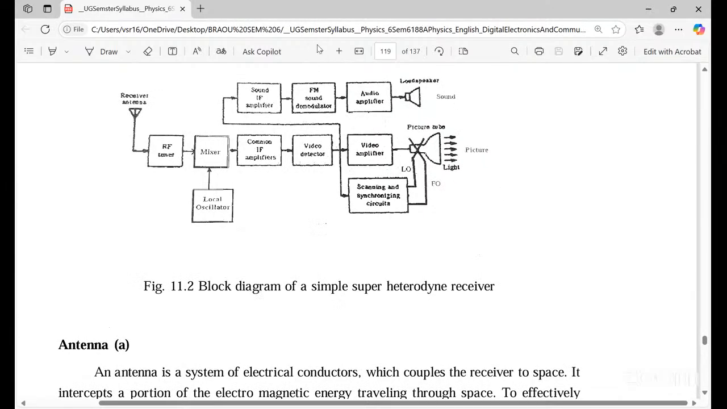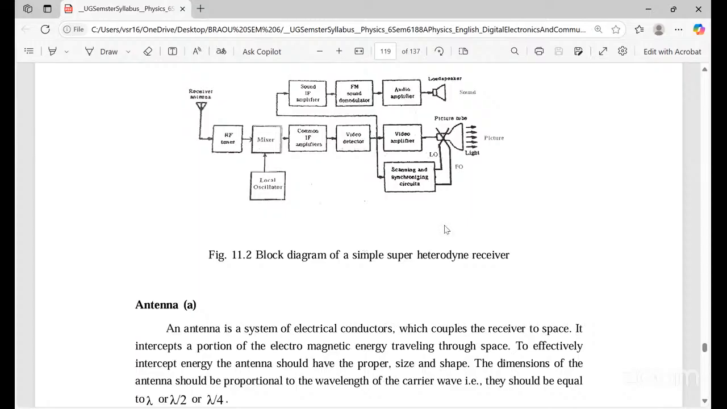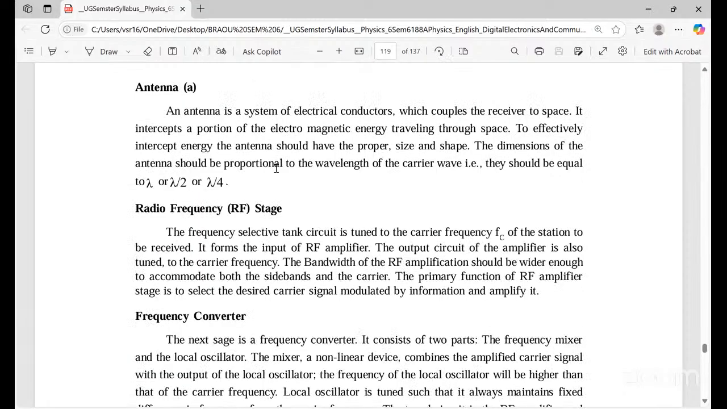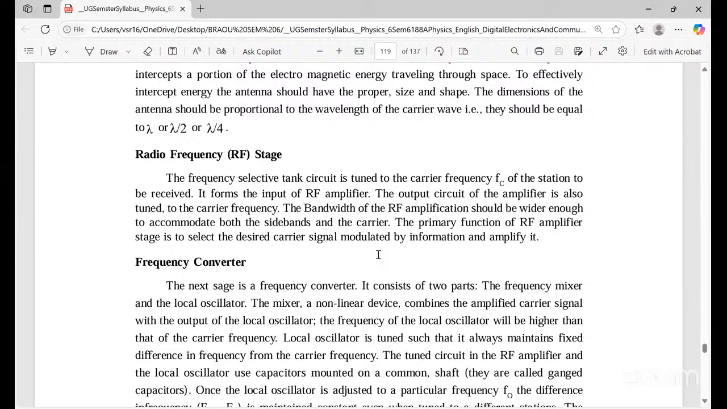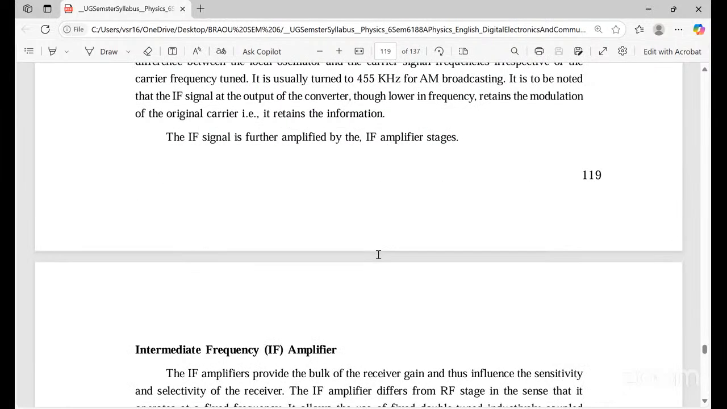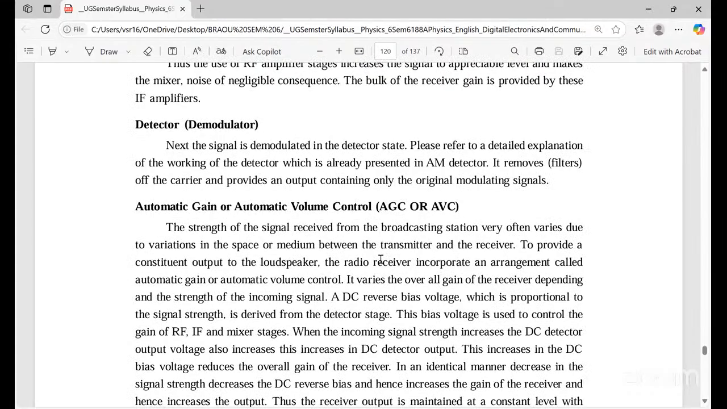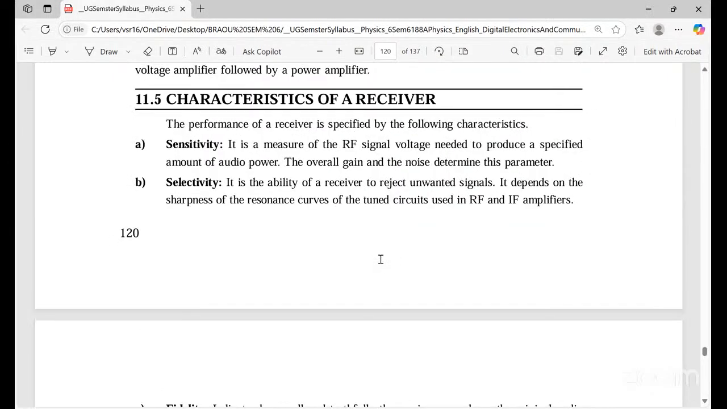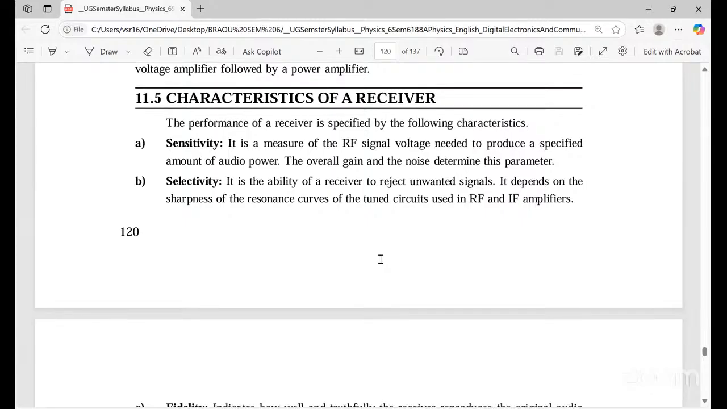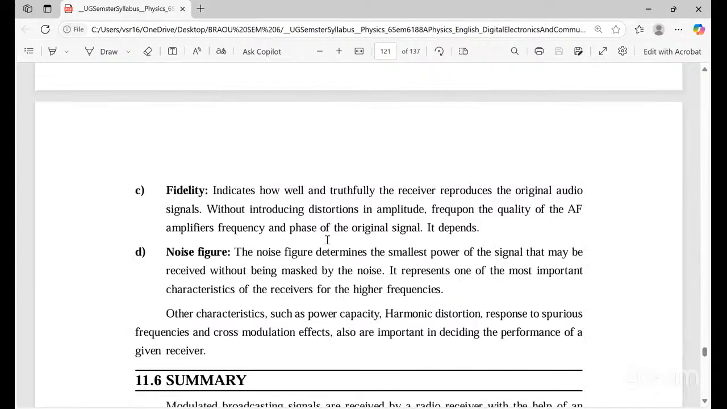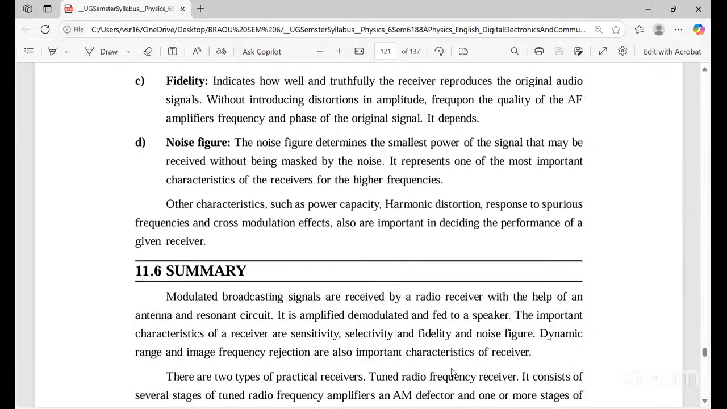So the functioning of the antenna, radio frequency stages, and how the frequency is converted: IF, intermediate frequency amplifier, detector, automatic gain control, automatic volume control, audio frequency. So what are the characteristics of a receiver? Sensitivity, selectivity, fidelity, noise figure.